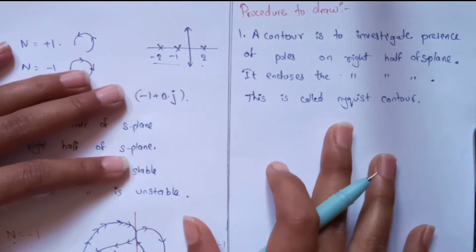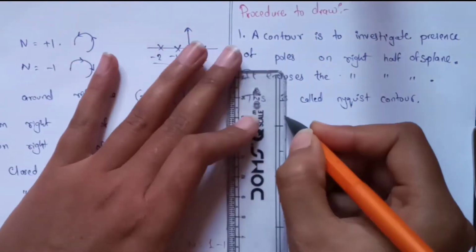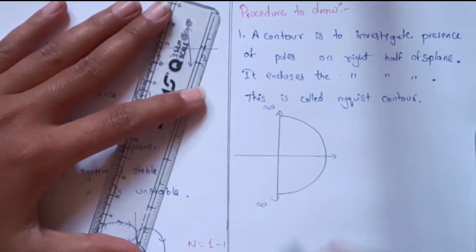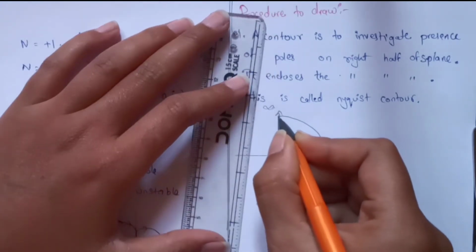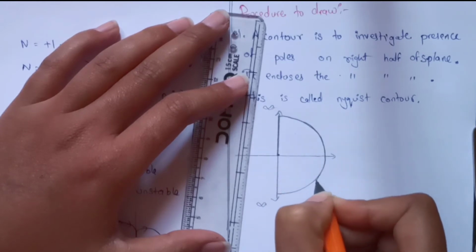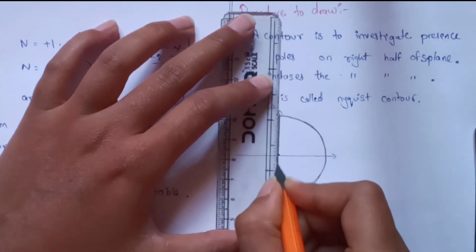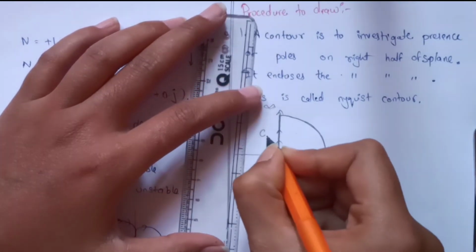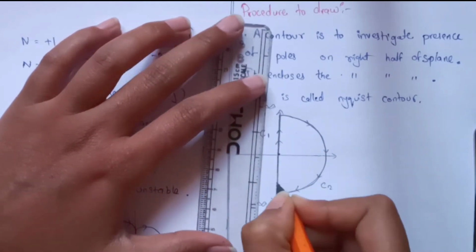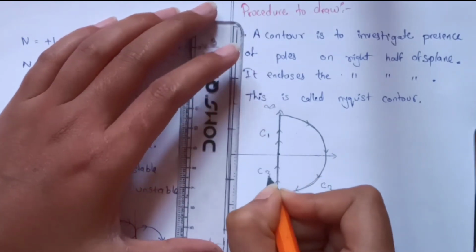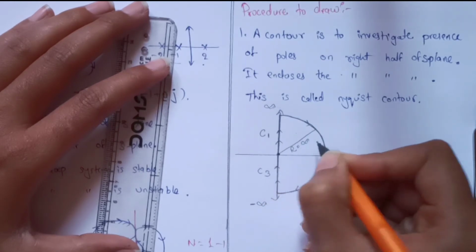So this is called the Nyquist contour. If there is no pole on the right hand side or at 0, then from the origin it will go towards infinity, and then it will cover the entire infinity plane, and it will again come back to minus infinity, and this will again terminate at the origin. So this is the first path, C1, and again it is coming back here to minus infinity. This is C2, and when it goes to the origin we say that this is C3, and this is the origin. So here we can say that the radius is equal to infinity.